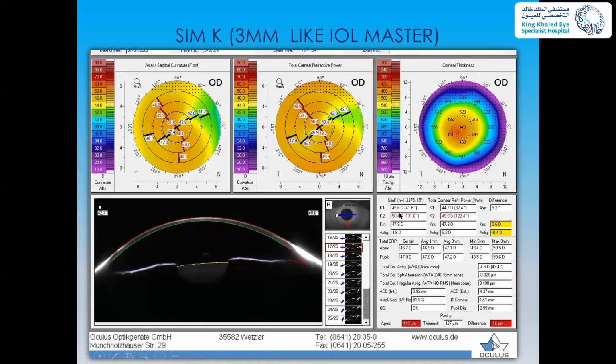They are not much different from the sagittal, except that they are based at 3 millimeter. Because Pentacam is doing the readings all over, from 8 millimeter to 0 here in the center, but IOL Master takes the reading at only 3 millimeter. So you take the sagittal curvature at 3 millimeter from the anterior surface only, using a refractive index of 1.3375, then these simulated Ks are equal to the IOL Master Ks, and you can use them in IOL power calculation.